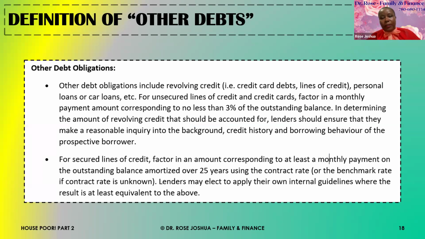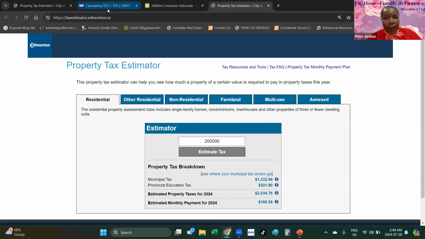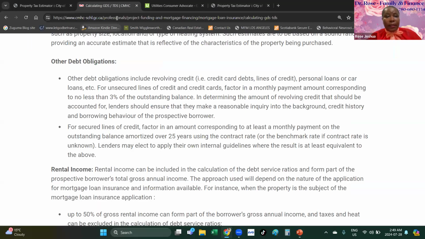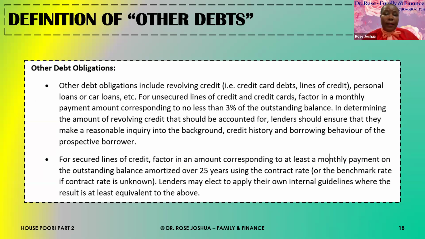So if you go back to your CMHC, which I showed you last video in part 1, and how to calculate GDS and TDSR, there's a section there that talks about other debt obligations. So in that section, they tell us that for credit cards and lines of credit, they take 3% of the outstanding balance. And for anything that is secured, they amortize it over 25 years at the interest rate of the contract. Okay.